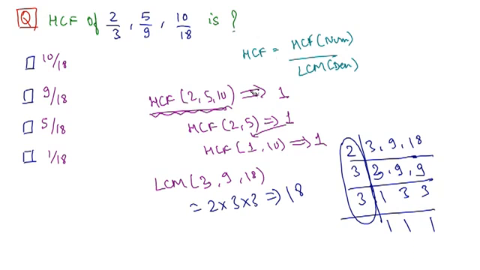Therefore our answer is: HCF of numerator is 1, LCM of denominator is 18, so our answer is 1 by 18, which is option D.